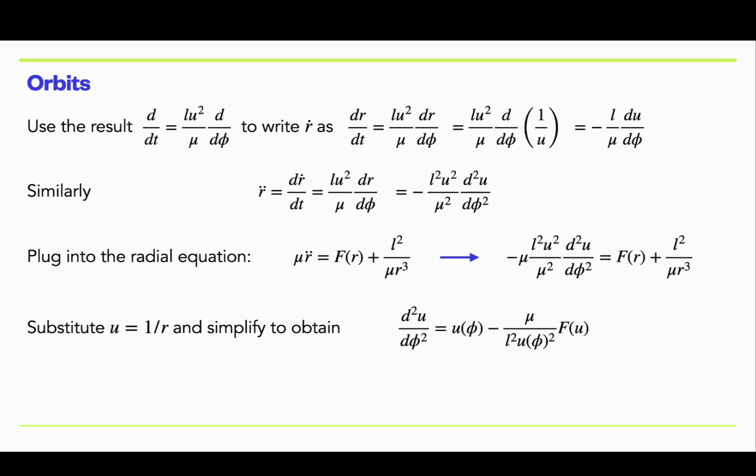So don't take my word for it. Please go through all the steps on your own to convince yourself. But you can go from here down to here. And so you get a second derivative of u with respect to phi equals u minus all the stuff times the force as a function of u.